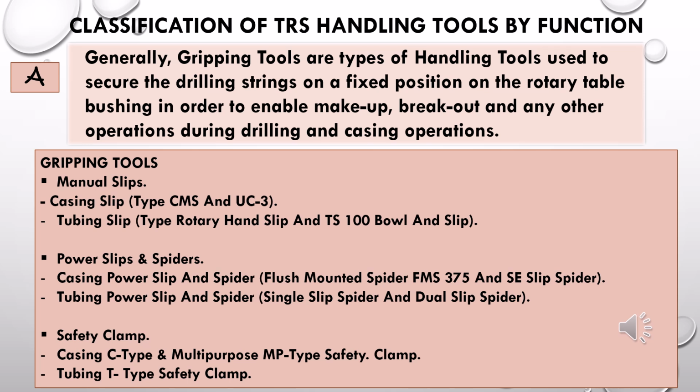And now we look at classification A, which is the gripping tools. This type of tools are used to secure the drill strings in a fixed position. That's the key word, fixed position on the rotary table. All right. And so we have examples of gripping tools here. We have the manual slips, we have the power slips, and of course we have the safety clamps.